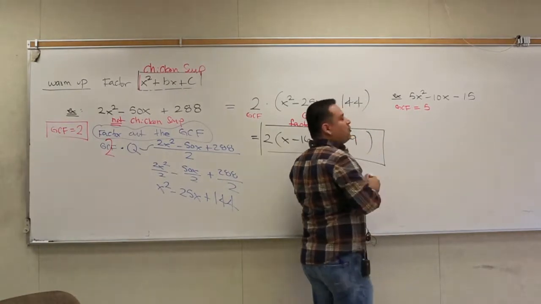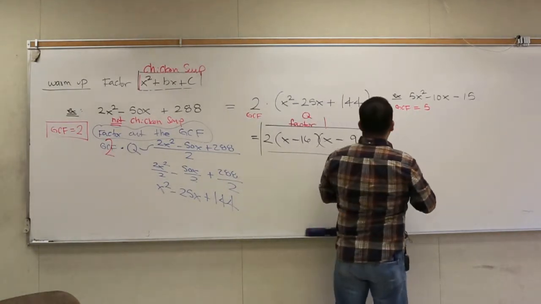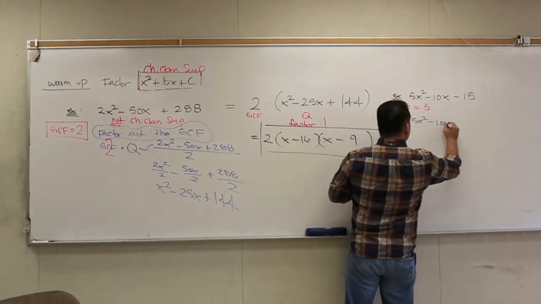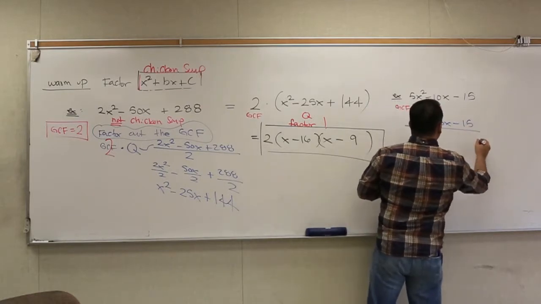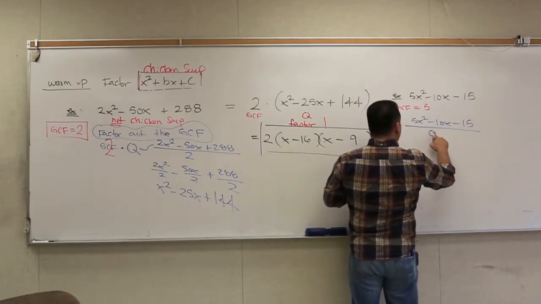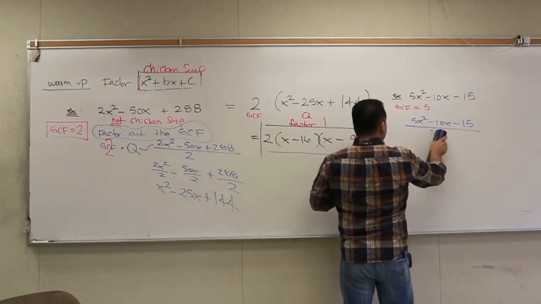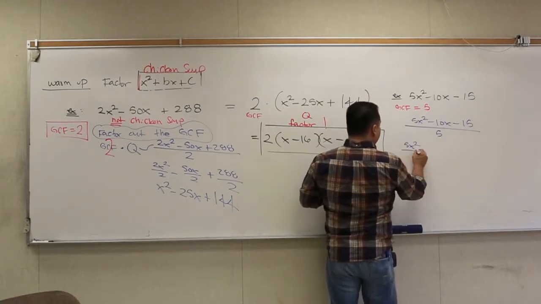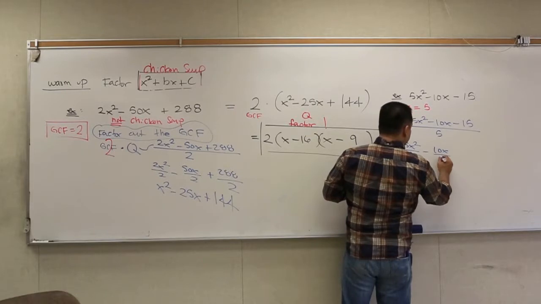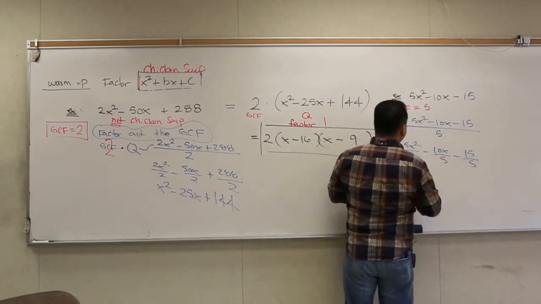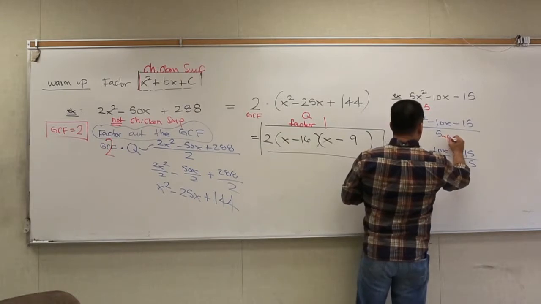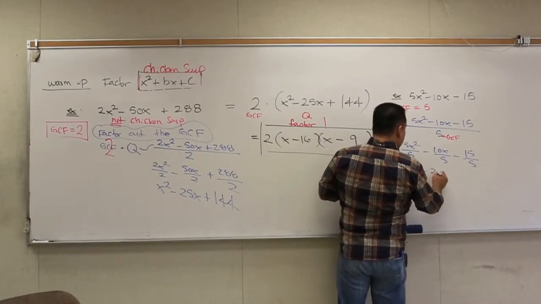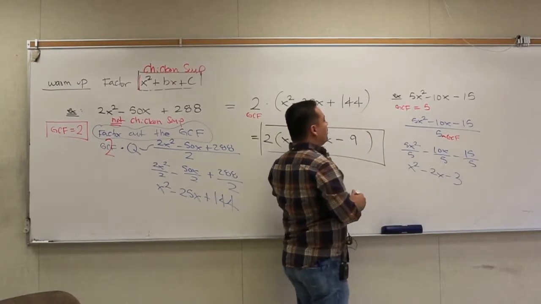So if I know the greatest common factor here is 5, I need my quotient, don't I? How do you guys get the quotient again? Take the problem, 5x squared minus 10x minus 15. Divide this by my greatest common factor, which is number 5. Okay, now the 5 is dividing 3 terms again. What do you end up getting? X squared minus 2x minus 3. Here's my quotient.